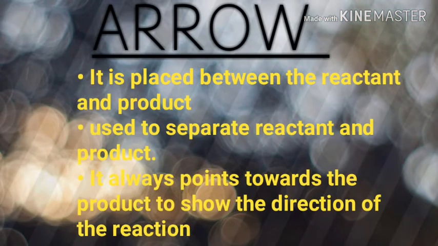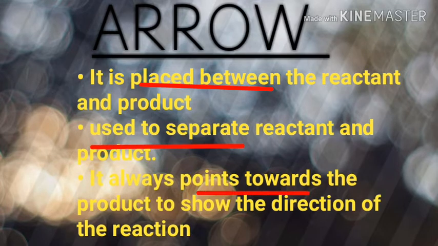Talking about an arrow, first, it's placed between reactant and product. Second point, it is used to separate reactant and product. Third point, it always points towards the product to show the direction of the reaction.